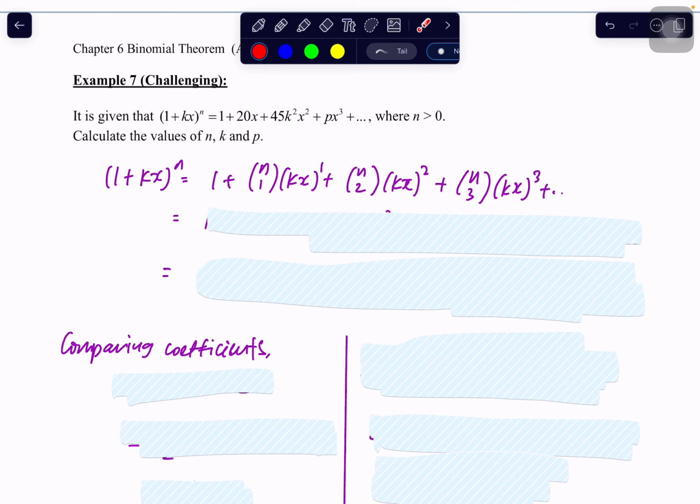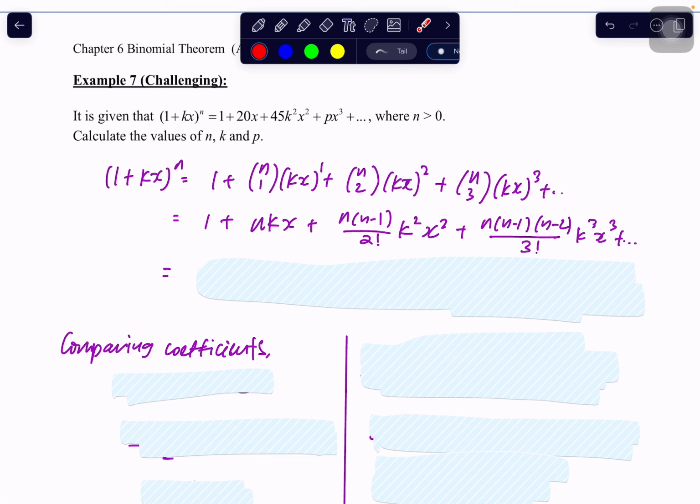So I will have something like this. 1 plus, in this case n is an unknown, so I'm going to leave it as it is. n choose 1, kx, which is the second term, raised to the power 1, n choose 2, kx squared, and n choose 3, kx cubed. Simplifying this, I should get something like that. It looks a bit complicated.